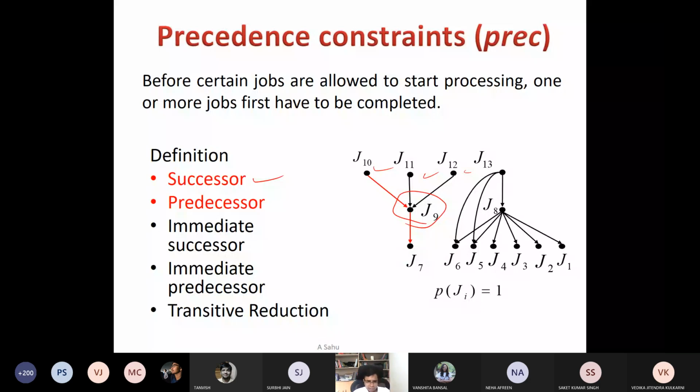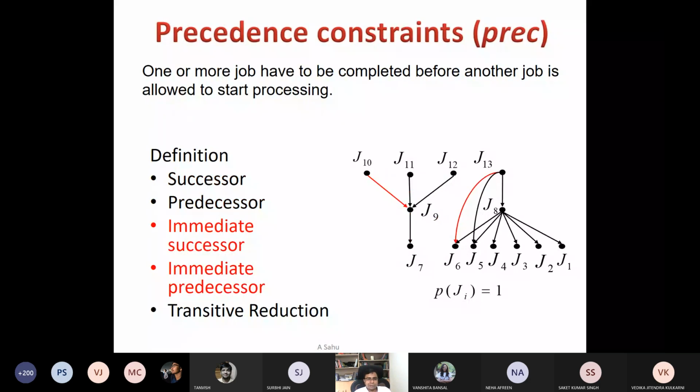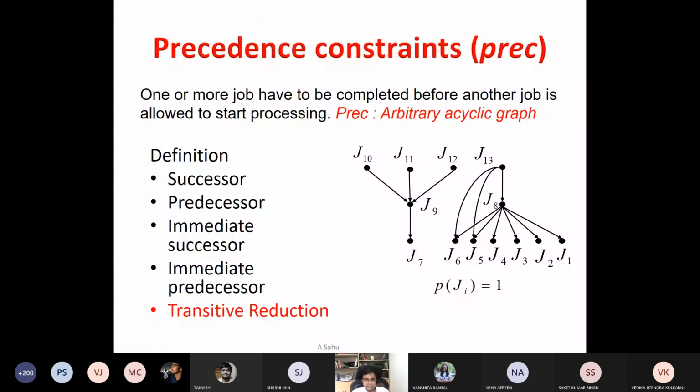In graph theory we read this, so we don't need to go and discuss it. What are immediate successors and immediate predecessors, and transitive relations? One or more jobs have to finish, arbitrary, in acyclic graphs. We are not going to discuss successor and predecessor anyhow; we know them from our basic discrete math course.